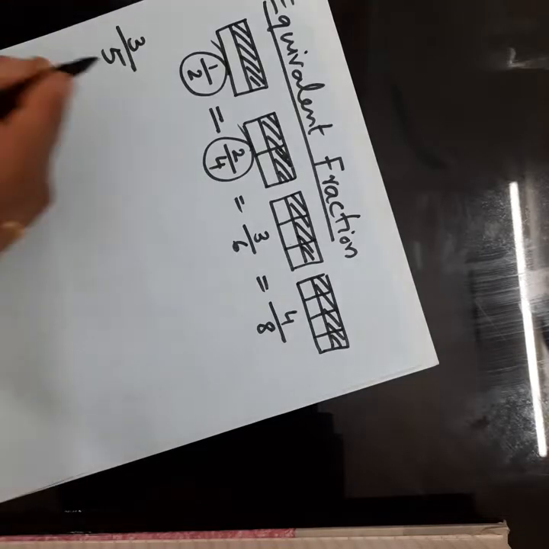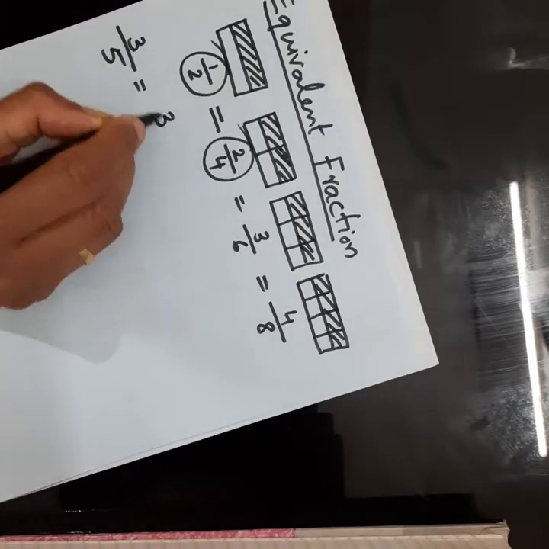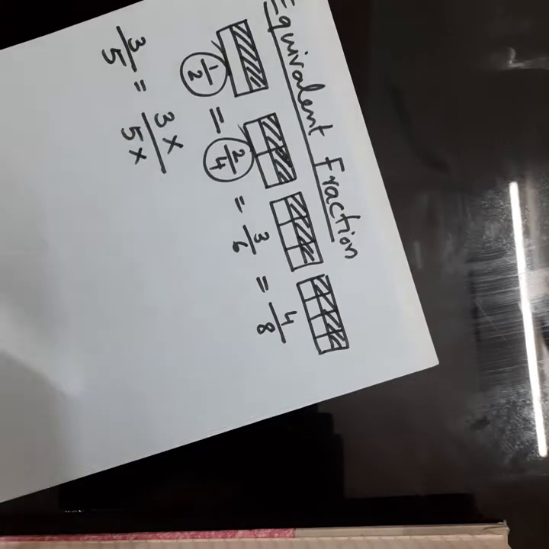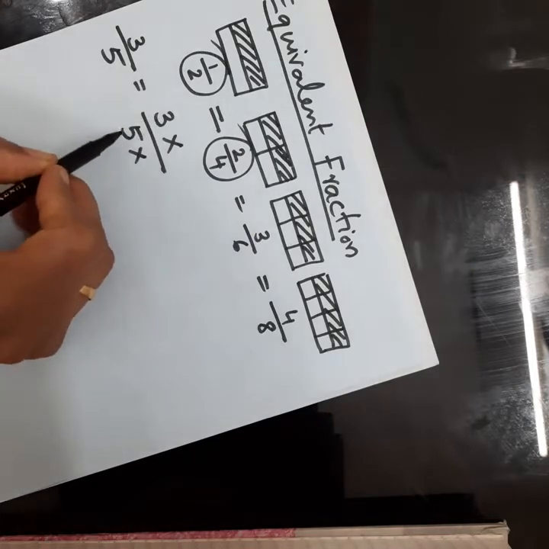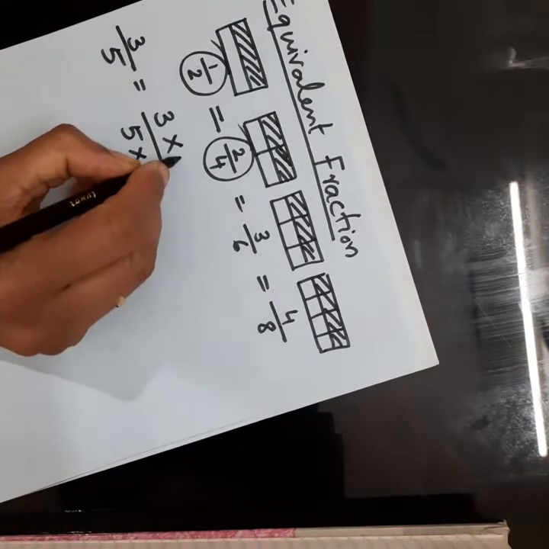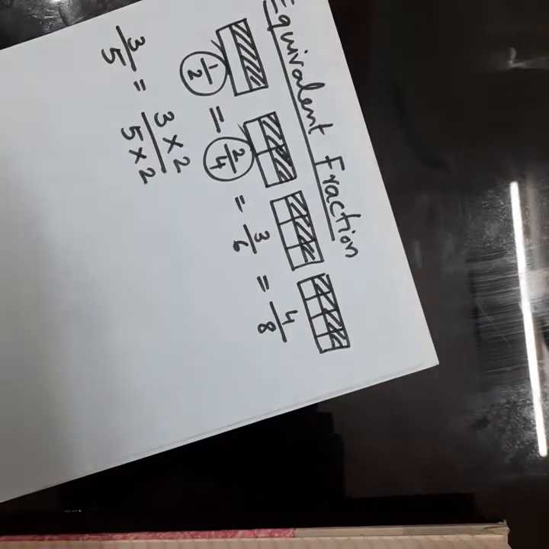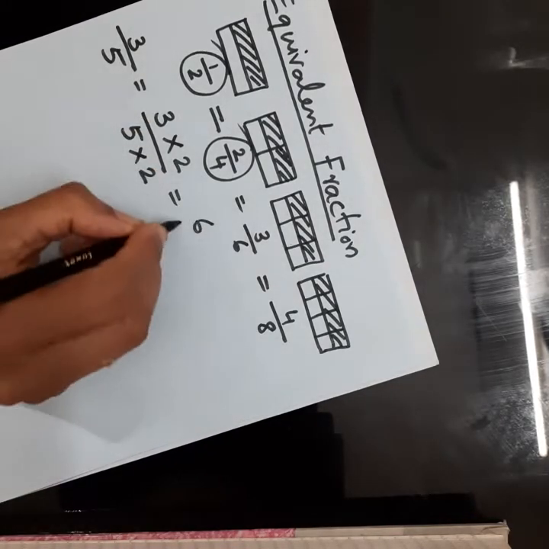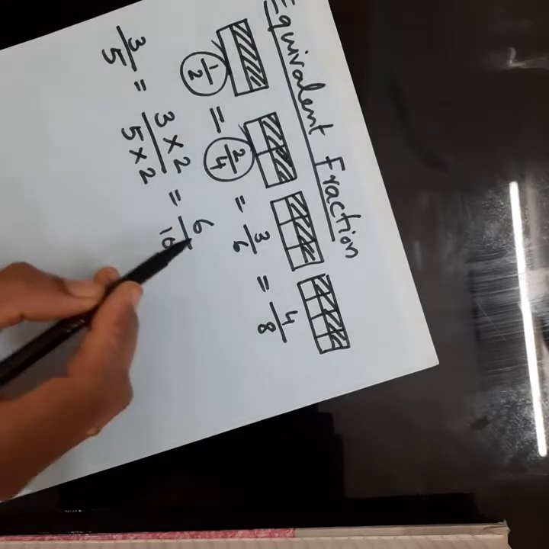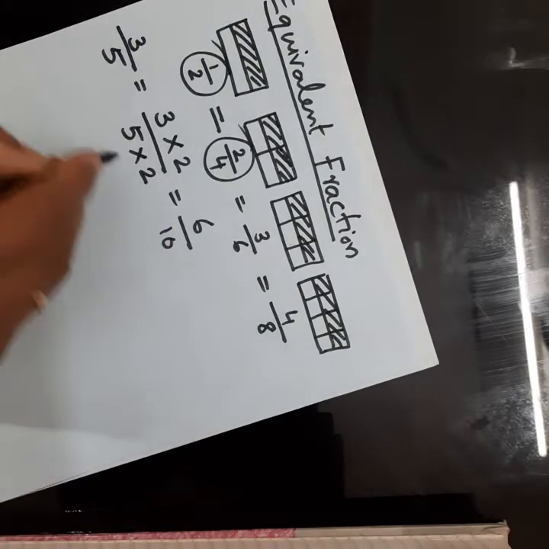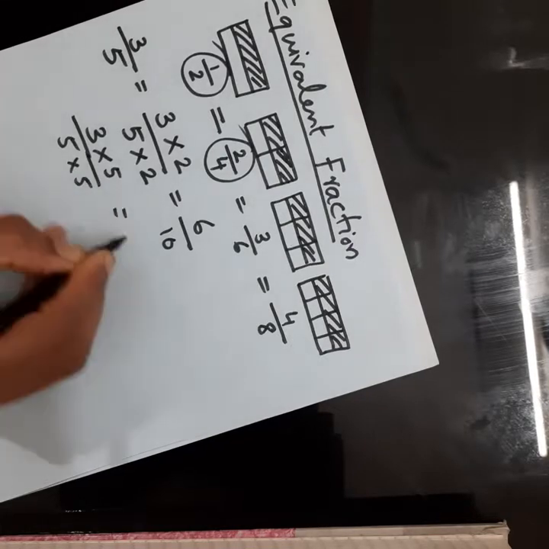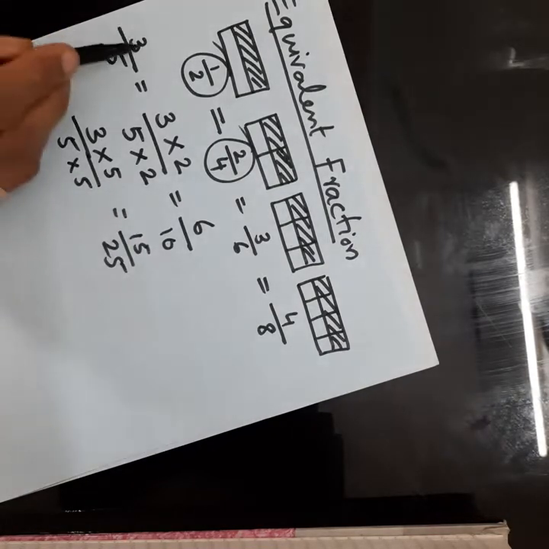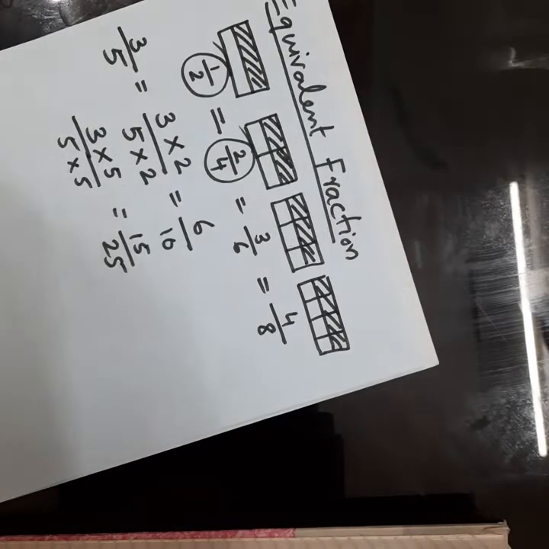What to do? We have to multiply both the numerator and denominator with the same number. To get equivalent fractions, we have to multiply both numerator and denominator with the same number. If you are multiplying the numerator with 2, the denominator also must be multiplied with 2. So it is 3 into 2, 6, 5 into 2, 10. 6 by 10. 3 by 5 is equal to 6 by 10. Again we can take 3 by 5 and multiply with any number. If I am multiplying with 5, both the numerator and denominator, I will get 15 by 25. That is, 3 by 5 is equivalent to 15 by 25.